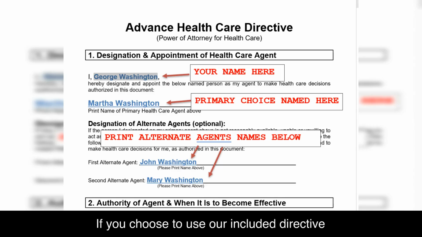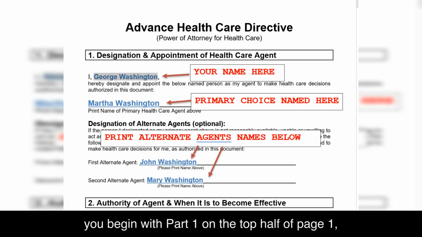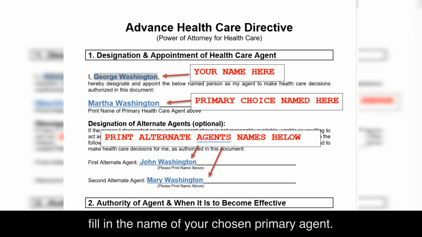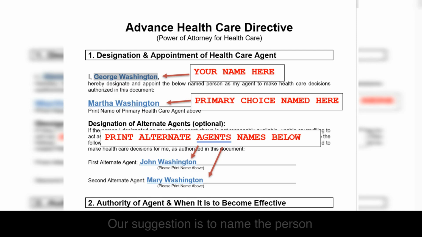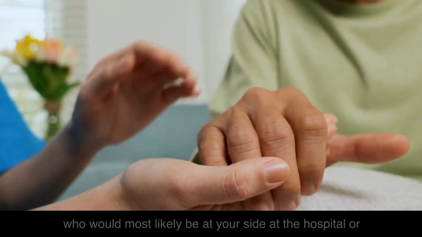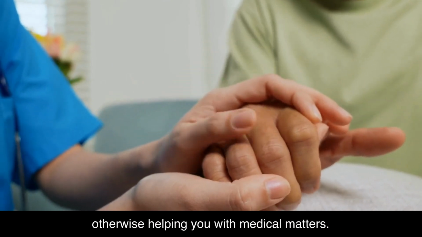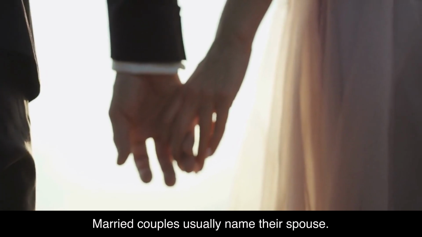If you choose to use our included directive, you begin with Part 1 on the top half of page 1, where you should, where indicated, fill in the name of your chosen primary agent. Our suggestion is to name the person who would most likely be at your side at the hospital or otherwise helping you with medical matters. Married couples usually name their spouse.